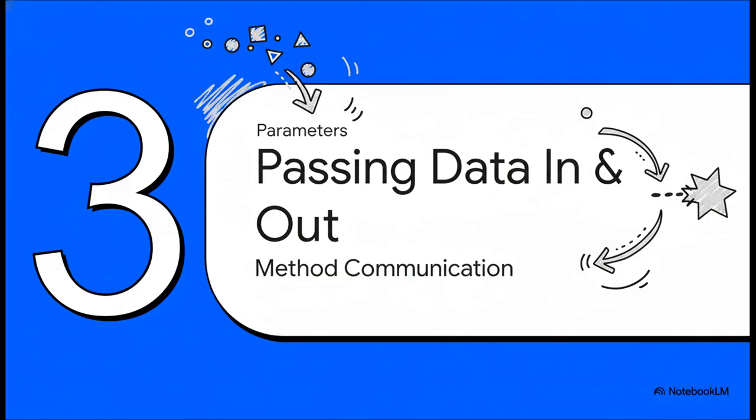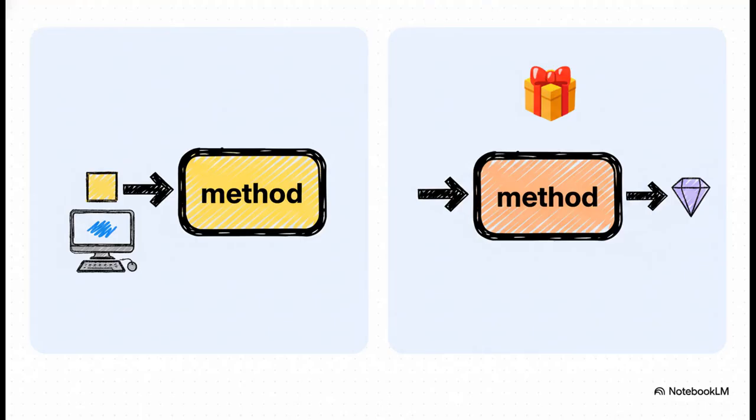So we have this nice, self-contained little package of code. But how do we actually get information into it, and how do we get an answer out of it? Well, that's where parameters and return types really shine. You can think of methods as coming in two main flavors. On the left, you've got your void methods. These are like workers you give a command to.